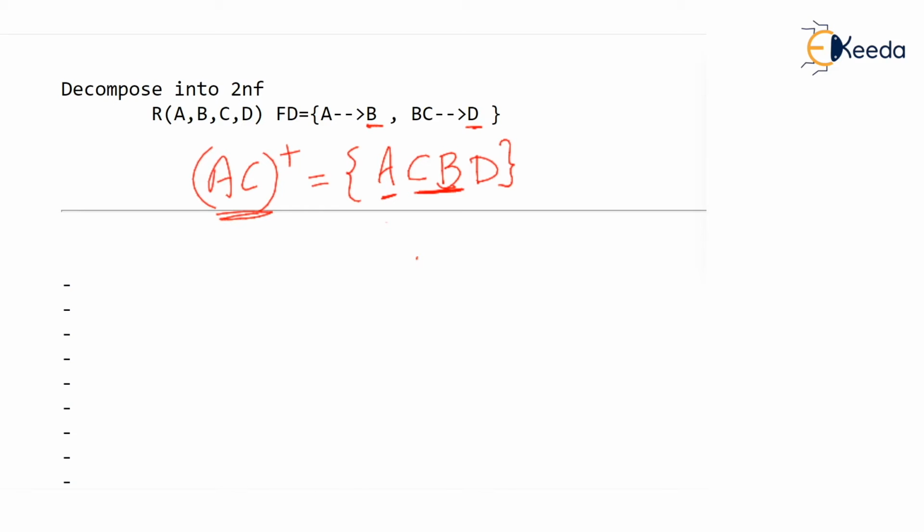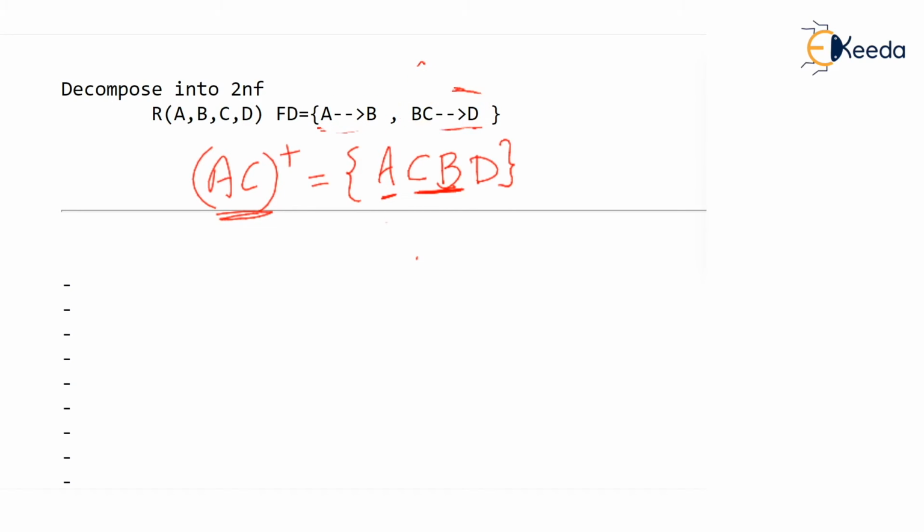Yes, A determines B is partial because the left hand side is only A and the candidate key is AC, correct? So this is partial. BC determines D is again partial. Think over it, because AC is the candidate key and only C is there on the left hand side. A is not there. So this BC is containing part of the candidate key. So this is also partial. Both the dependencies are partial.